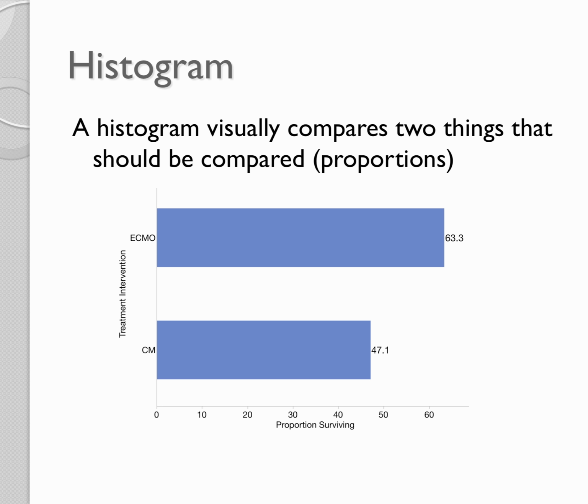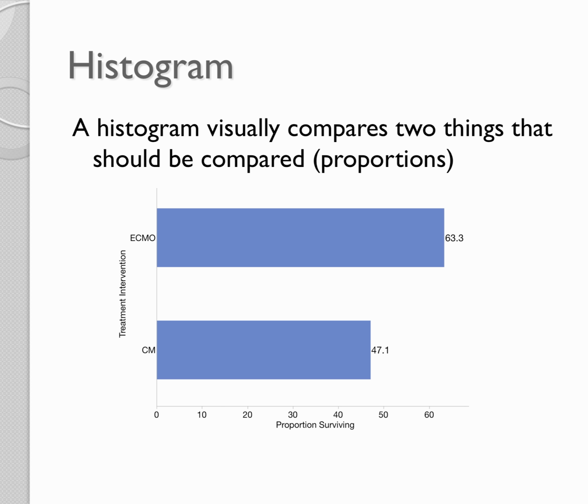When we compare proportions, we're either going to compare the proportion surviving in each group or the proportion that didn't survive in each group. We are not comparing the proportion that survived with ECMO to the proportion that did not survive with CM, and we're not comparing 63.3 to 50%. This isn't a test of, was it half and half? This is a test of, is that 63.3 similar to that 47.1% in the CM group?